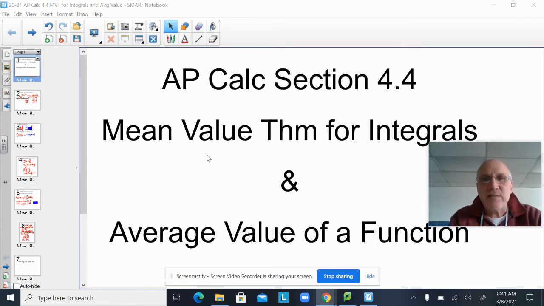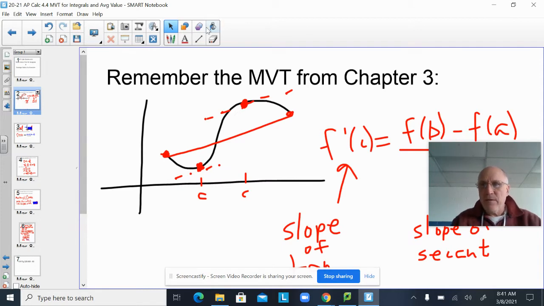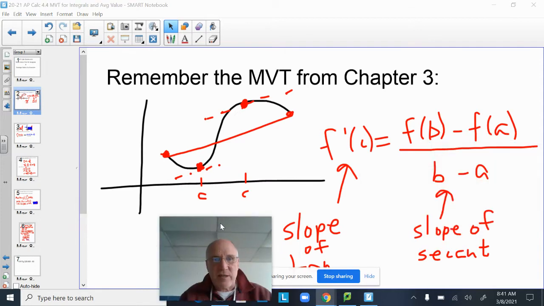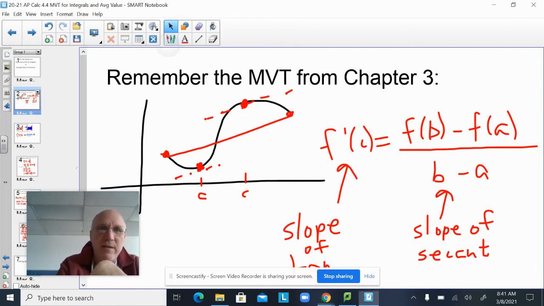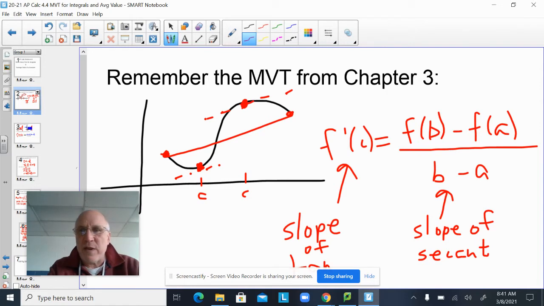So first thing says mean value theorem for integrals. That phrase, the mean value theorem, should ring a bell. We did a mean value theorem back in chapter 3 maybe. This is not what we're doing today, but the mean value theorem said that as long as the function is differentiable, there's a point in the middle between A and B such that f prime of C is f of B minus f of A over B minus A.